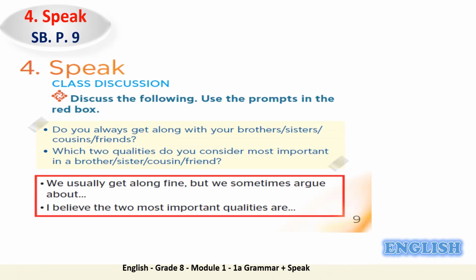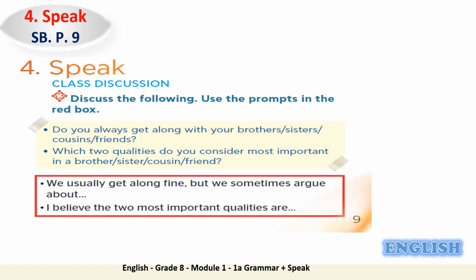Alright, guys, it's speaking time. Your student book, please, page 9. Imagine that someone is asking you this question. Do you always get along with your brothers, sisters, cousins, friends? What is your answer going to be? Another question. Which two qualities do you consider most important in a brother, sister, cousin, friend? So what is your answer going to be like?